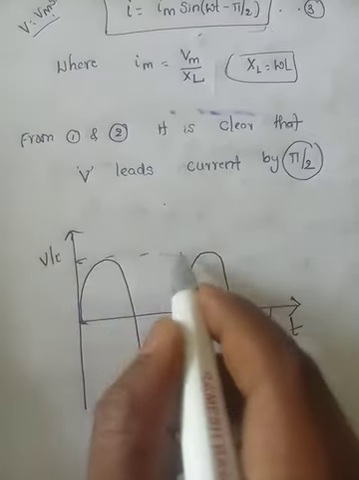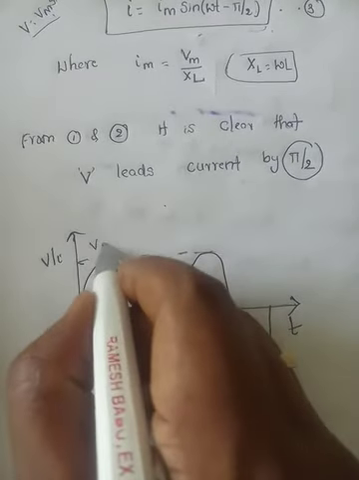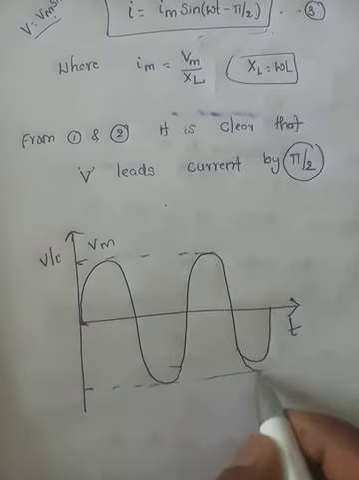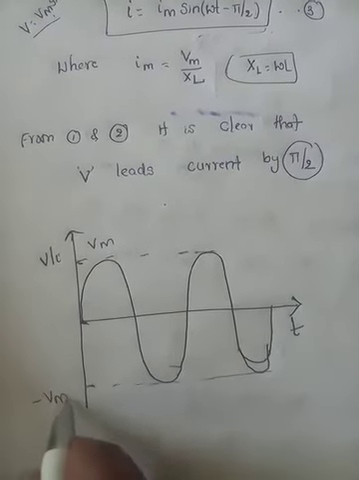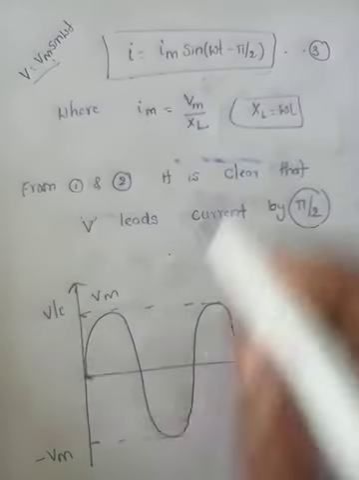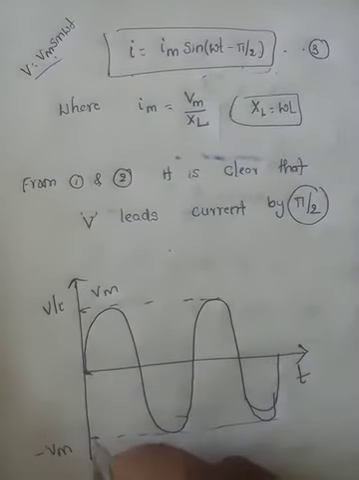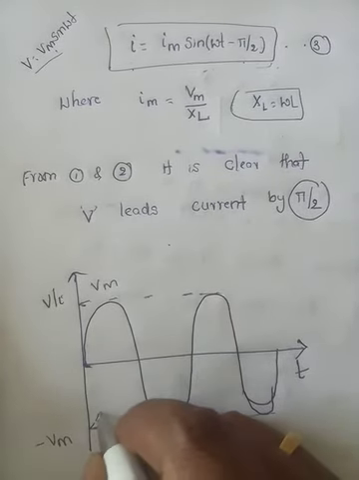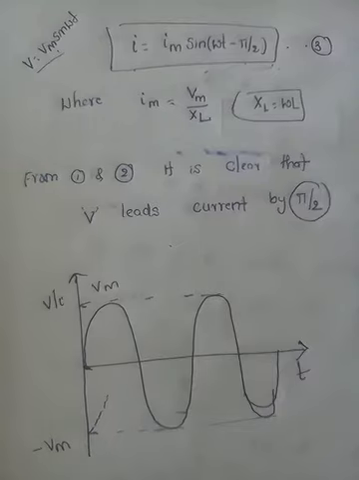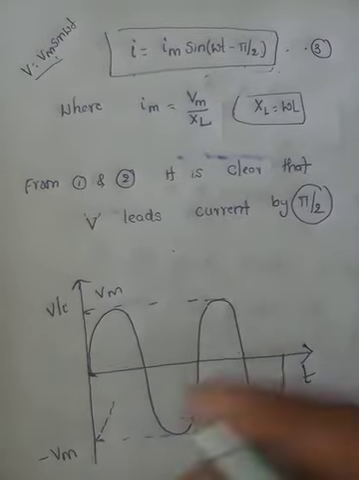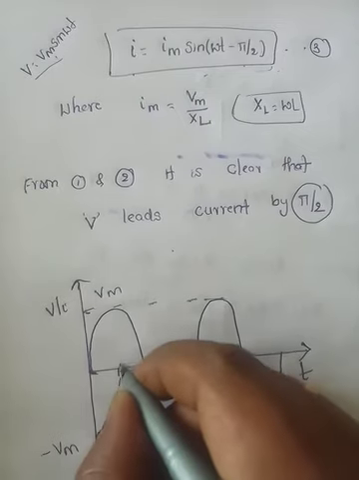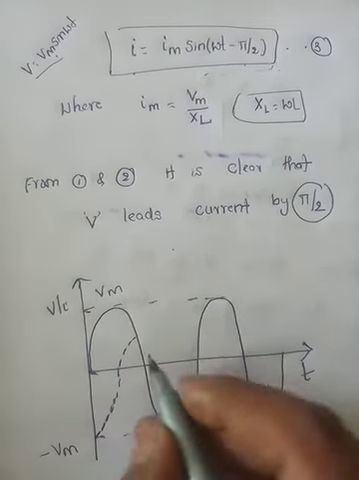So, this is the voltage curve. As usual, this is Vm and this is minus Vm. Now, what is I? When V is at 0, I should be at minus 90. So, it starts from here, right? And when V is at maximum, I should be at minimum.